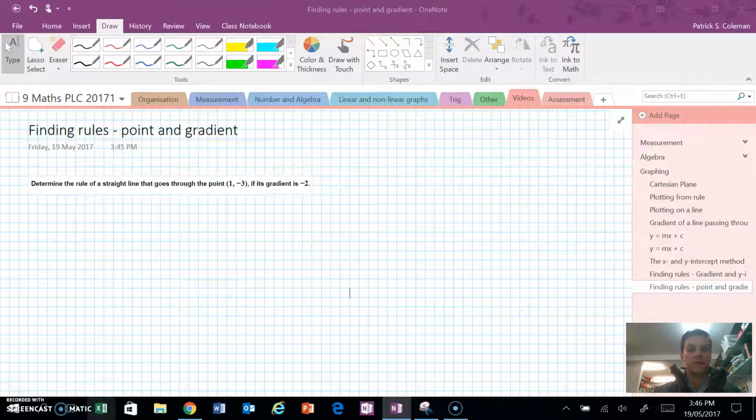In today's lesson, we're going to be looking at finding a rule when we're given a point and a gradient.